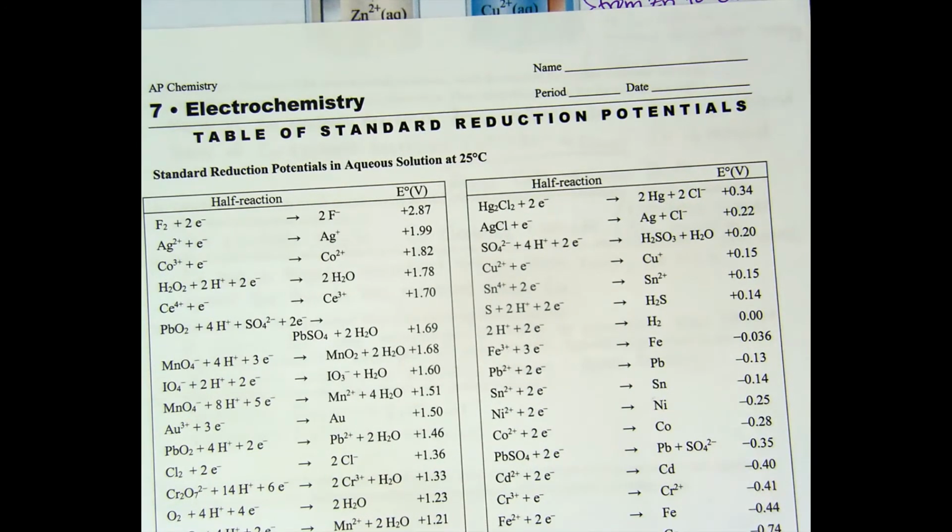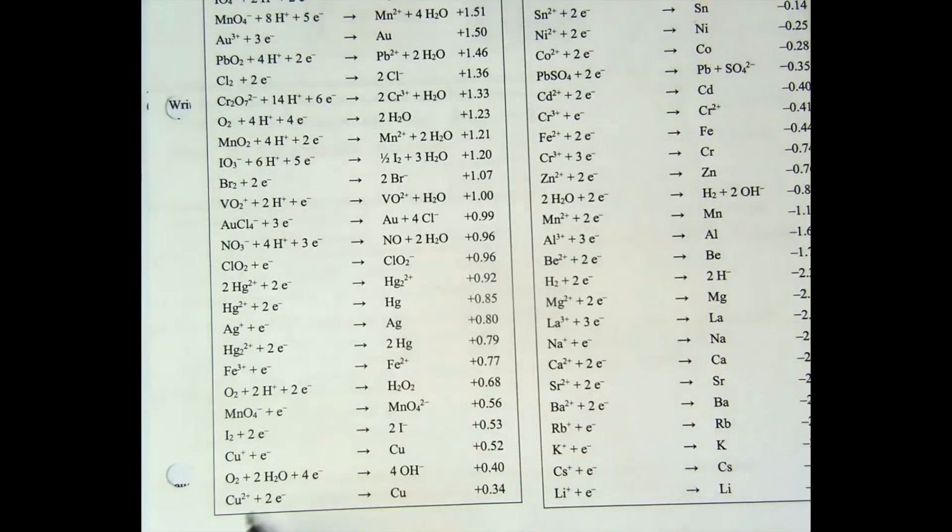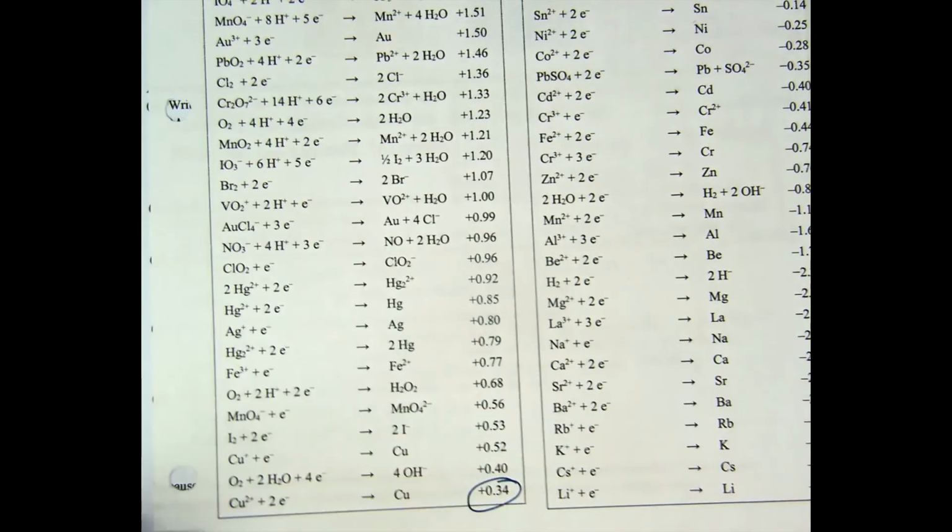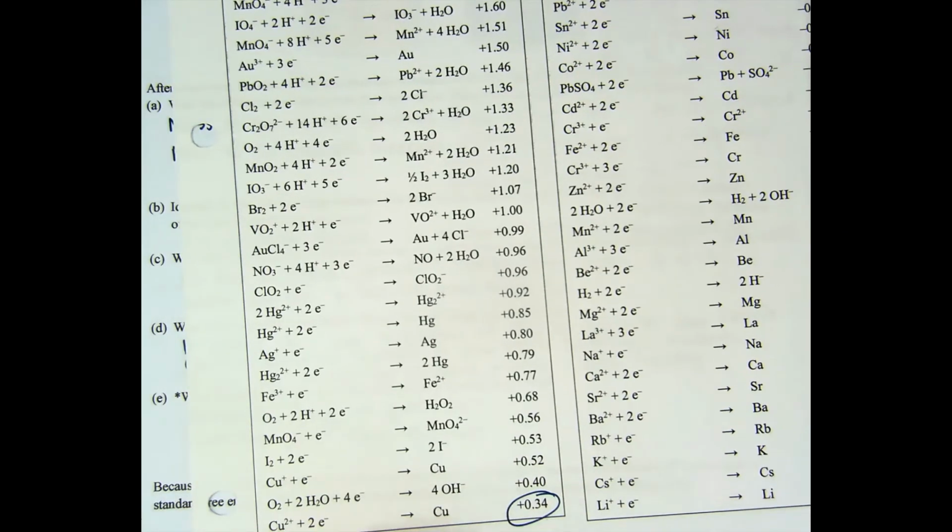So if we look at our oxidation reaction that we had before, our zinc goes to zinc 2 plus plus 2 electrons. So that's oxidation. Our reduction is copper 2 plus plus 2 electrons goes to copper solid. So let's see if we can go ahead and find copper. Okay. So right here at the bottom of this page, and you have this as well, you can look this up. Copper 2 plus plus 2 electrons goes to copper. That's plus 0.34. So that's our reduction potential.